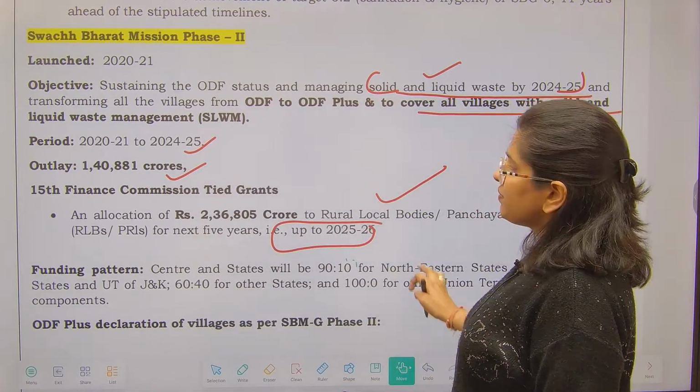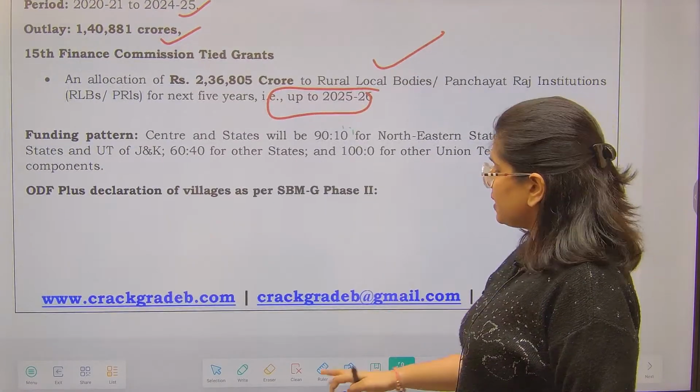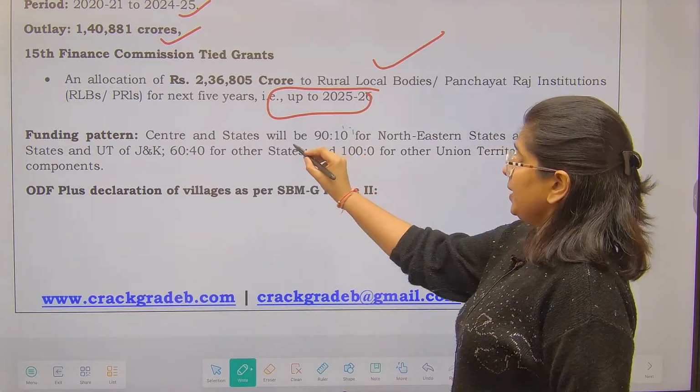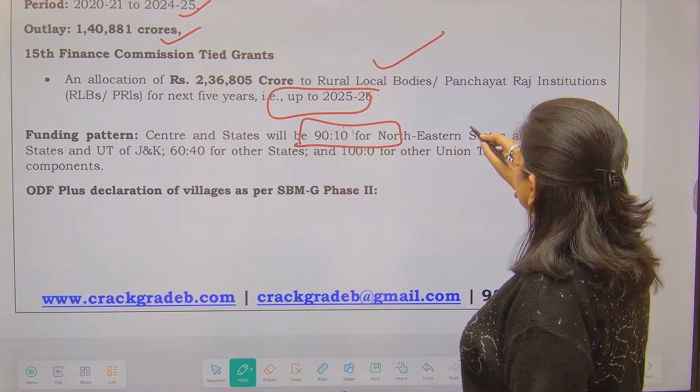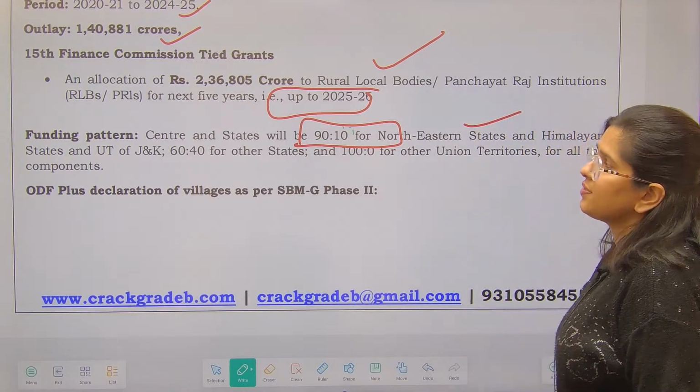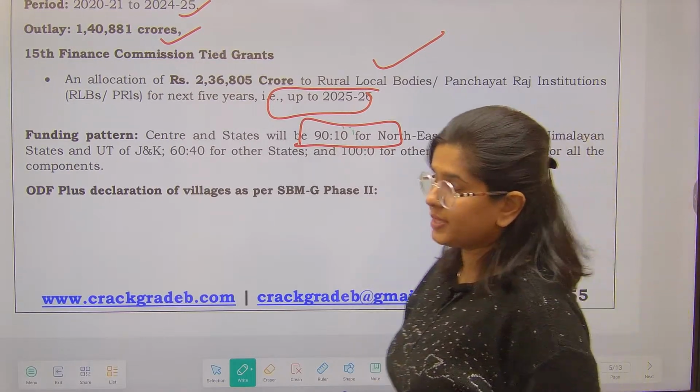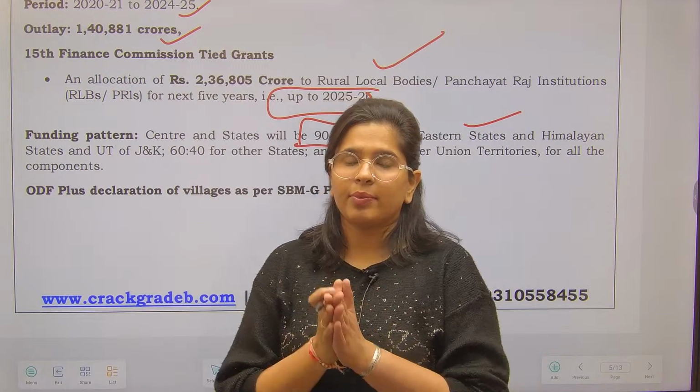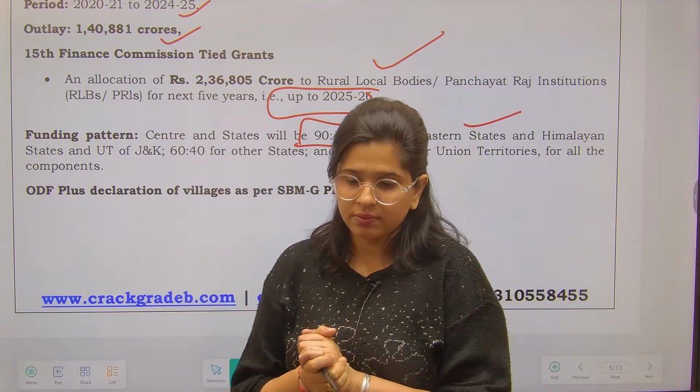Now, how is the funding pattern? Let us look at that as well. So, the Center and the states will share 90:10 for the northeastern as well as the Himalayan states, 60:40 for the other states, and 100% obviously for the UTs. So, this is going to be the fixed structure.